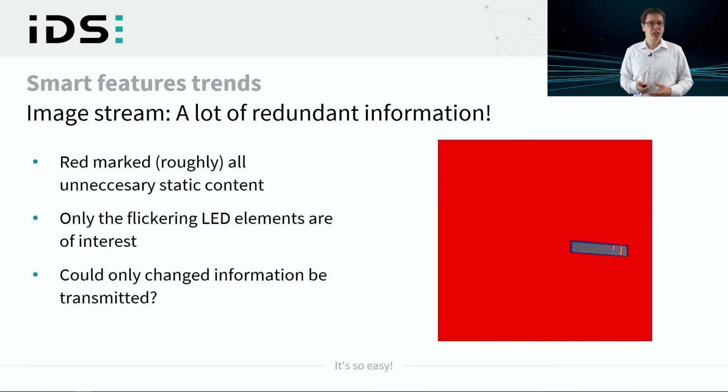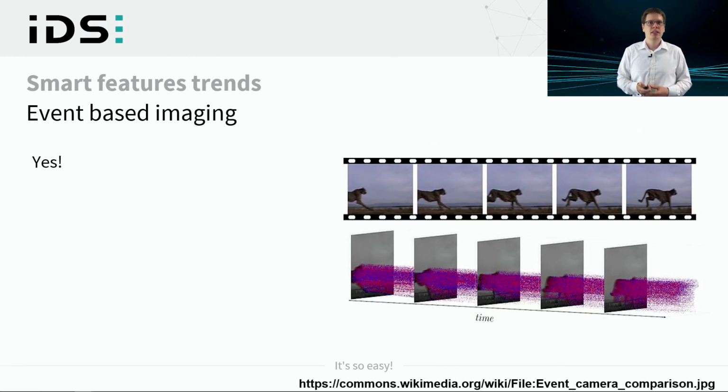Could only changed information be transmitted by the camera or sensor? Yes, with event-based imaging. Every pixel can send an event when there is a brightness change. For our example, the farthermost pixels will do nothing. In this example, at the top is a classic frame-based capturing. Below, the red and blue dots are events for higher and lower brightness of the pixels. The complete sky does not create events as there is no change within the capture time.